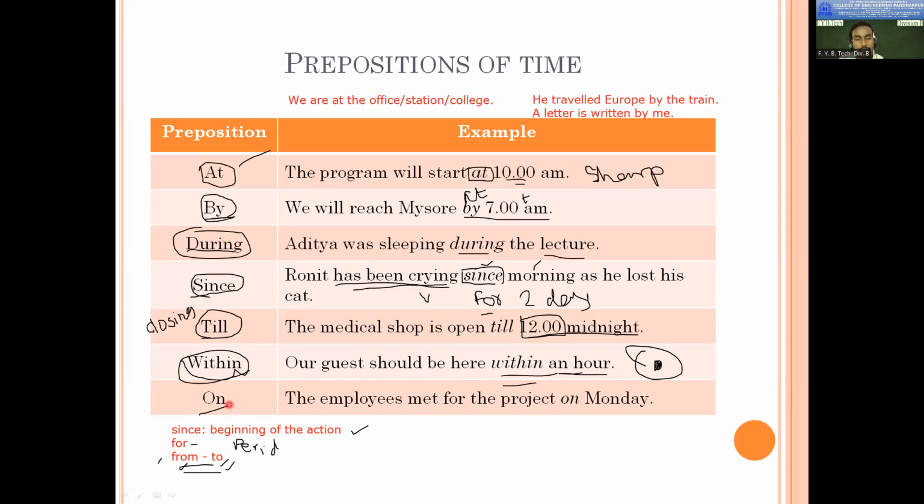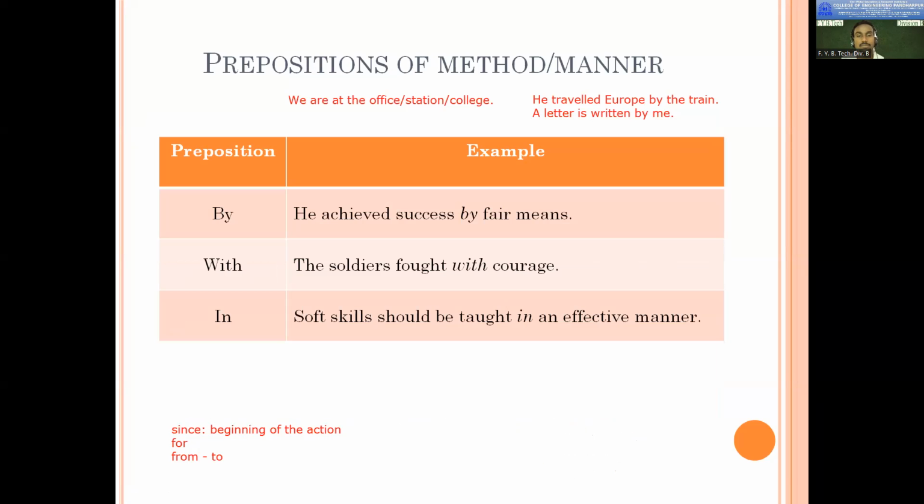Then next, I think I gave an example like this on Monday. The employees met for the project on Monday. So here on is used to show time. In the previous example, we saw on the table, so there it was for place. So you people just think and find some more examples so that you understand it in a better way.